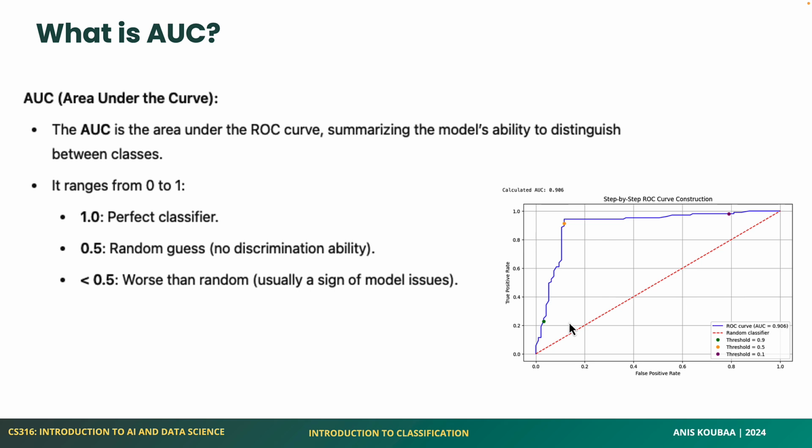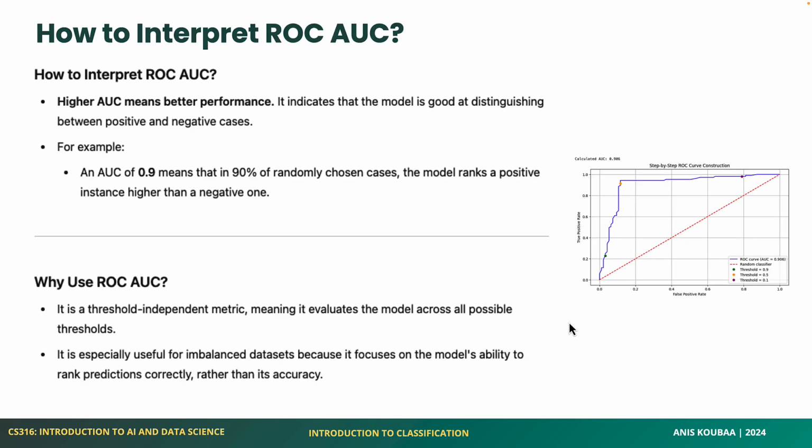Usually in classification models, we care about the F1 score, because it is a combination of precision and recall, and we care about the AUC, which is obtained from the ROC curve, the area under the ROC curve. So how to interpret the ROC curve? As already mentioned, higher AUC means better performance. It indicates that the model is good at distinguishing between positive and negative cases. For example, an AUC of 0.9 means that in 90% of randomly chosen cases, the model ranks a positive instance higher than a negative one.